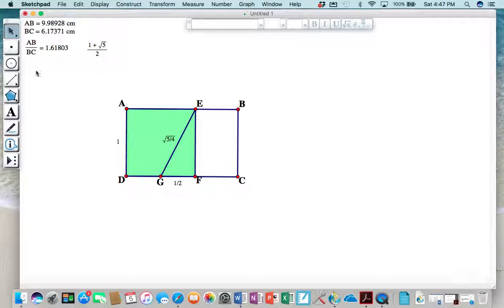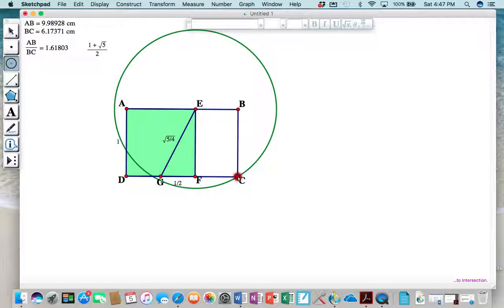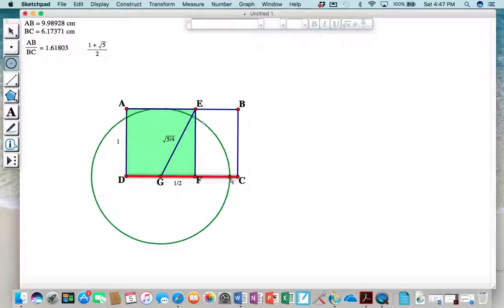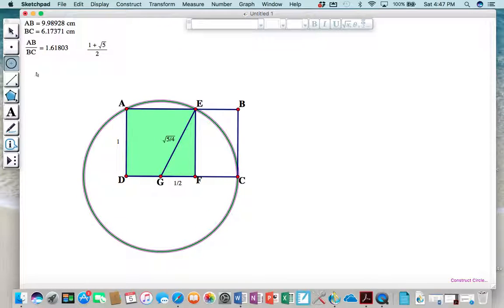All right, so let's go further here. So I'm going to get my circle tool, and I'm going to create a circle that goes here. Okay, so G is the center of the circle, and GE is the radius. GE is also the hypotenuse with a length of the square root of 5/4. That means that GC also has a length of square root of 5/4. So let's put that in there.